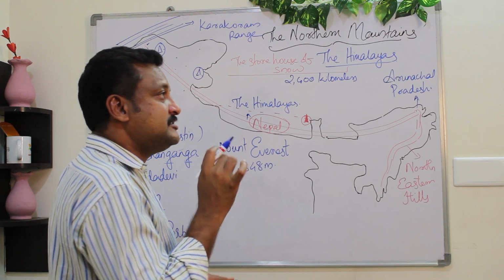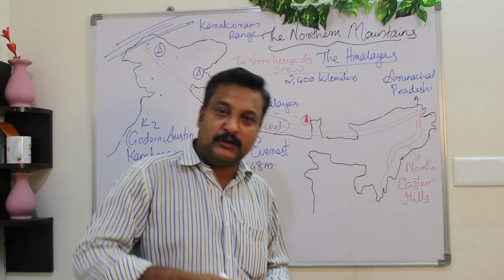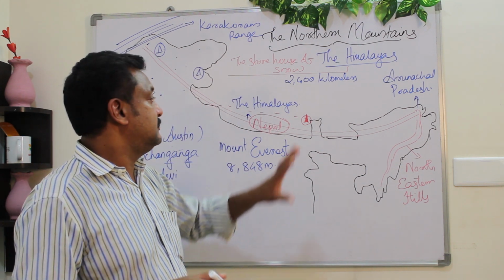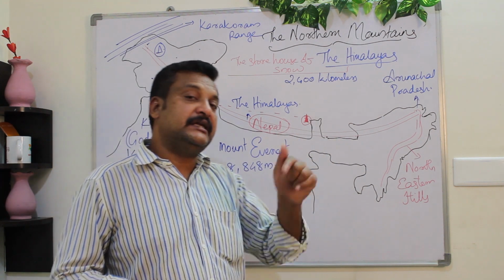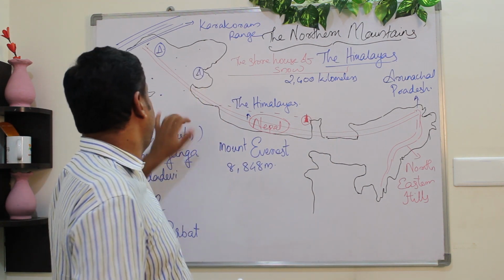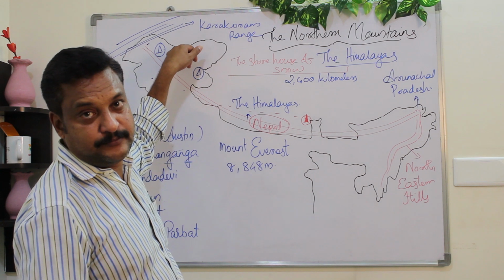Okay, so the highest peak in the world is Mount Everest, which is in Nepal. The highest peak in India is K2 or Godwin Austen in Jammu and Kashmir.